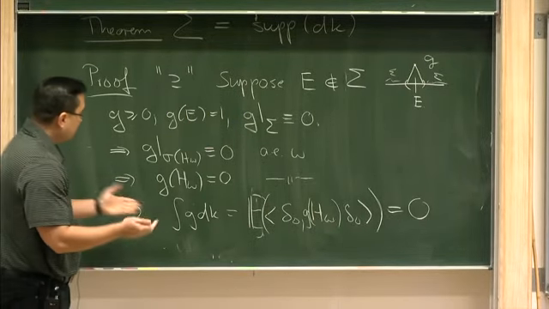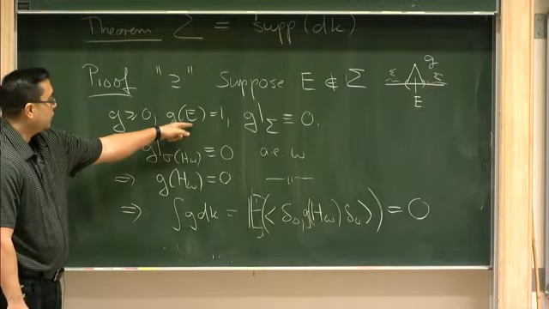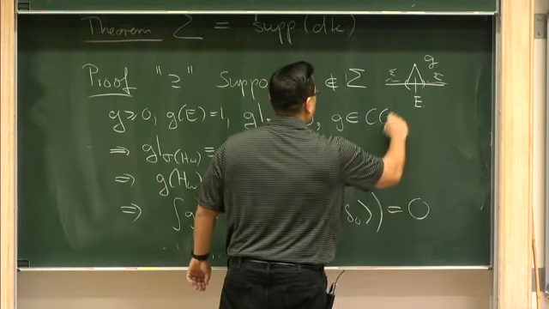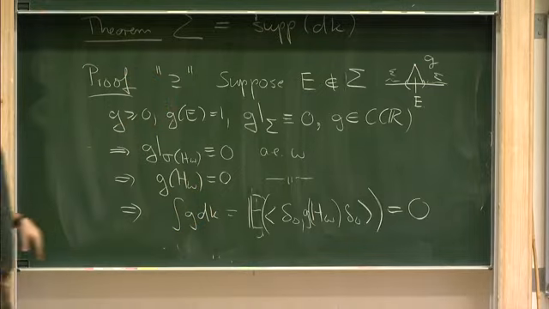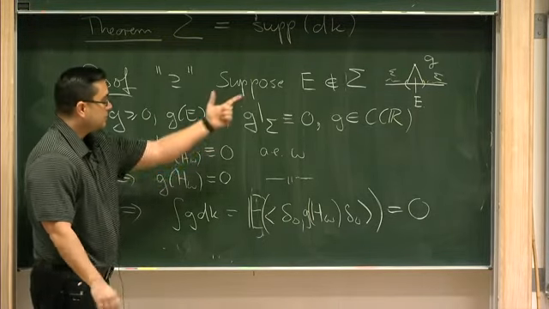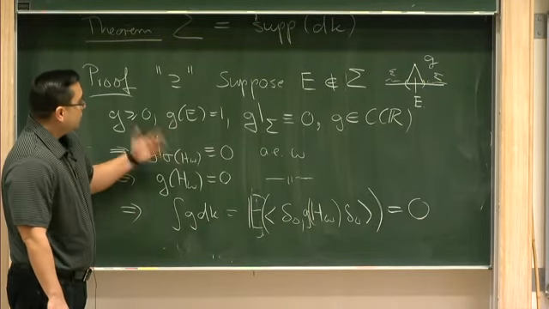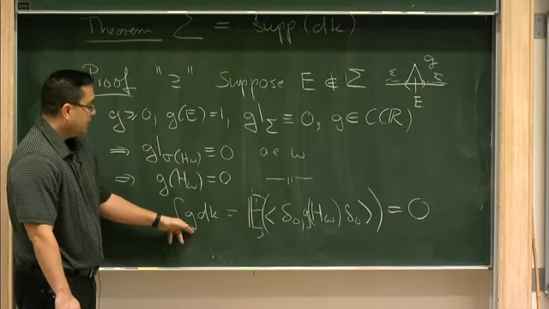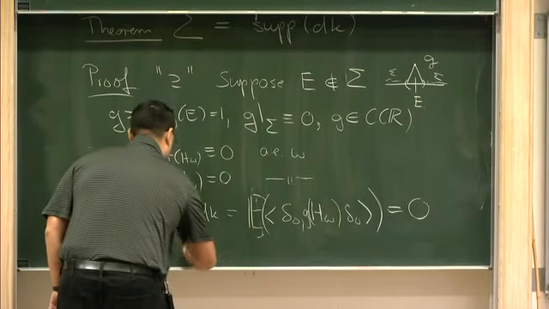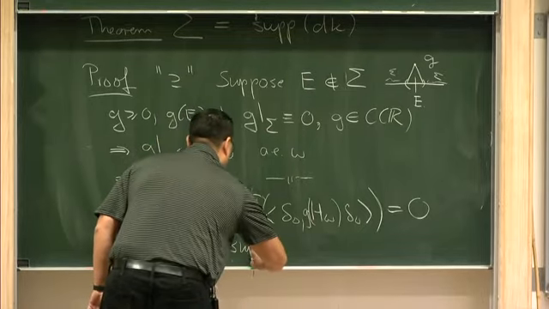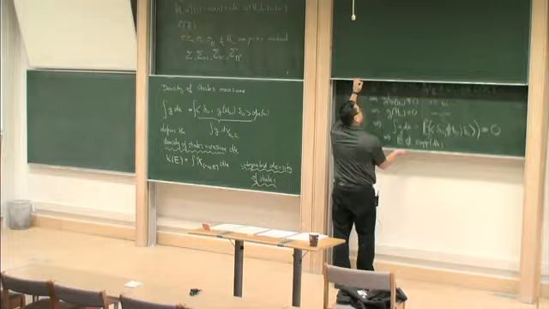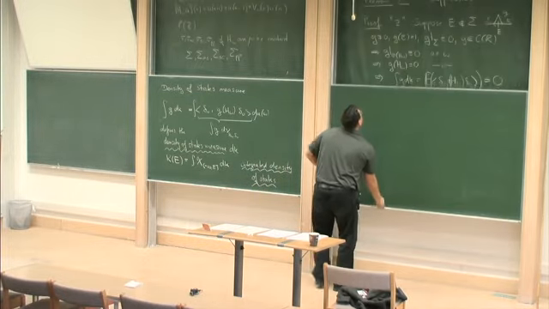But g is non-negative, and it's 1 at E. Sorry, g continuous. So the point is that it's bounded strictly away from 0 on some subinterval. And so with these conditions, you see that E is not in the support of the measure. So this implies that E is not in the support of dk. The other inclusion is proved in a similar way.